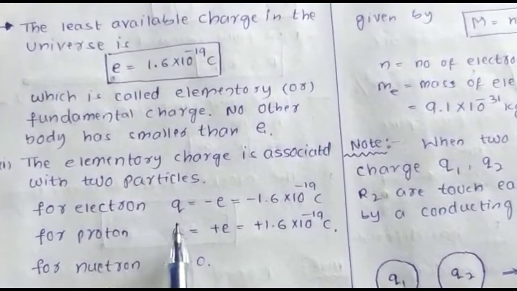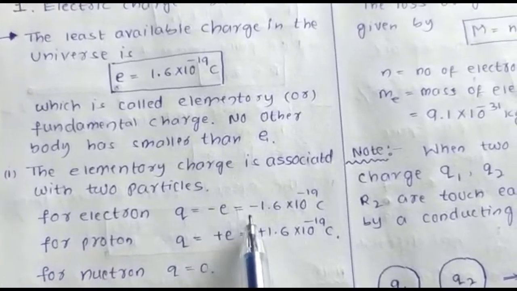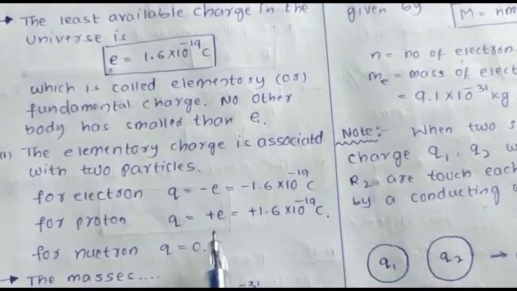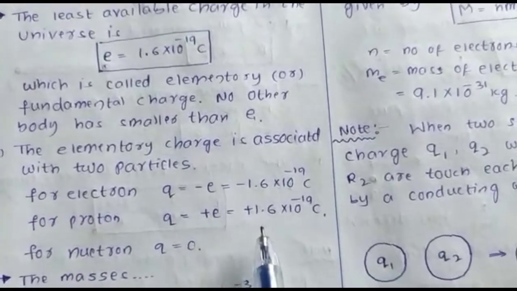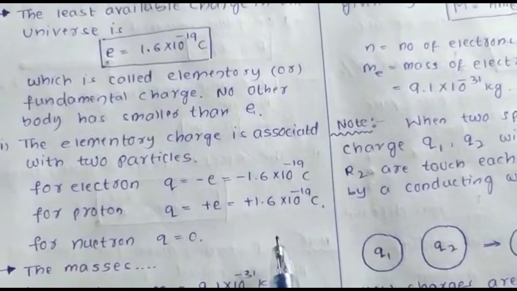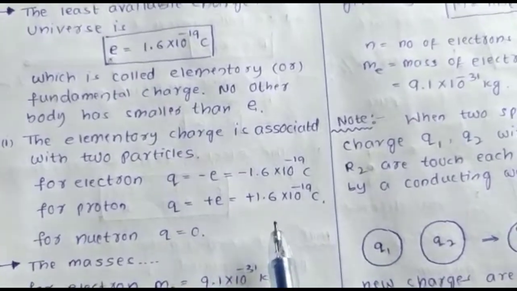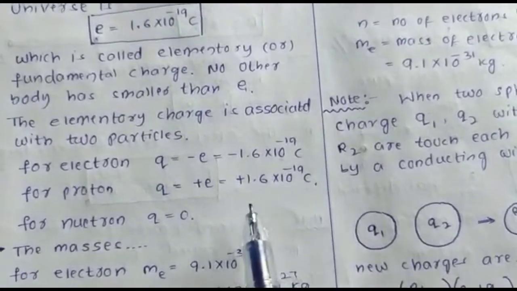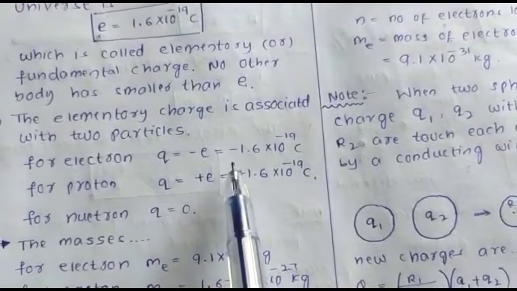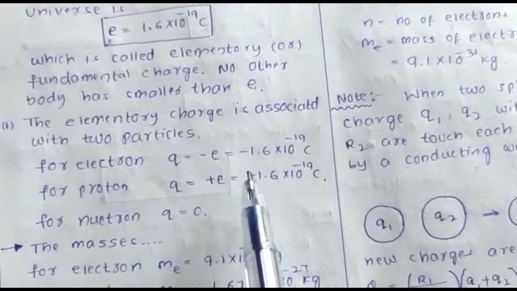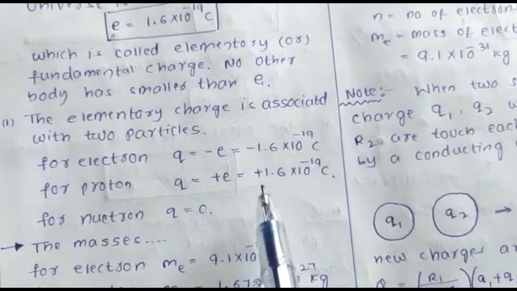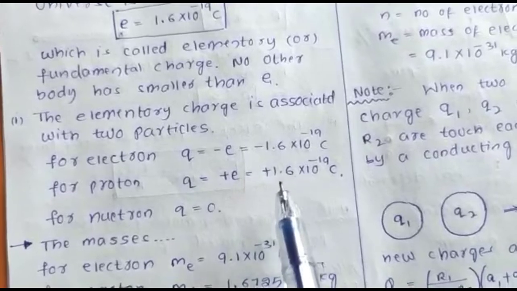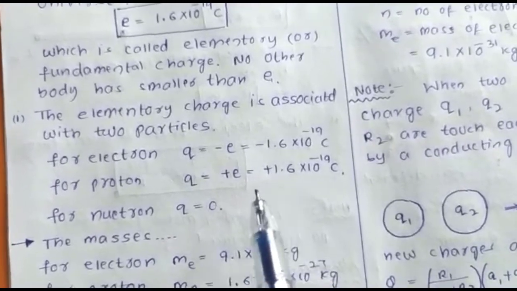Here the electron charge Q is equal to minus e. Minus means minus 1.6 × 10^-19 coulomb. Whereas for the proton the charge Q is equal to plus e, that is plus 1.6 × 10^-19 coulomb. All of you should keep in mind that these two charges are equal in magnitude but opposite in sign. The negativity of the electron does not mean that it has a smaller charge than the proton. Both have equal and opposite charges. There is no meaning of smaller or larger value of charge here.